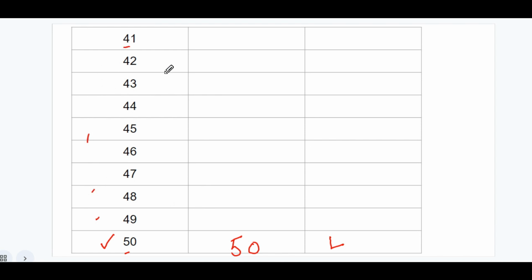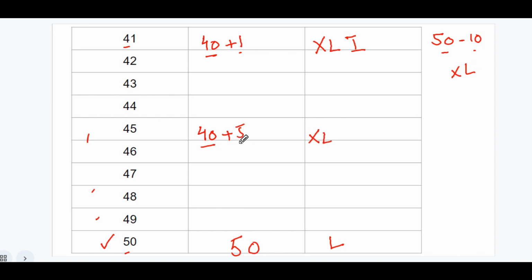You know that 41 will be equals to 40 plus 1. So 40, what is the value of 40? 40 is equals to 50 minus 10. 50 is L and 10 is X. So I can write here XL plus 1, that is I. Okay, in the same way you can solve 45, that is 40 plus 5. What is 40? 50 minus 10, that is XL. So I'm writing here XL. And what's your 5? V. Okay, so now look at 48.